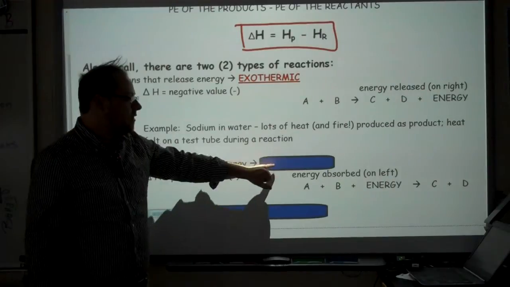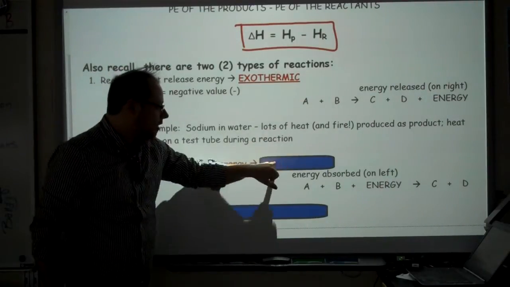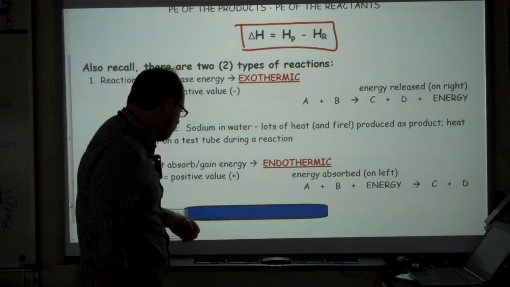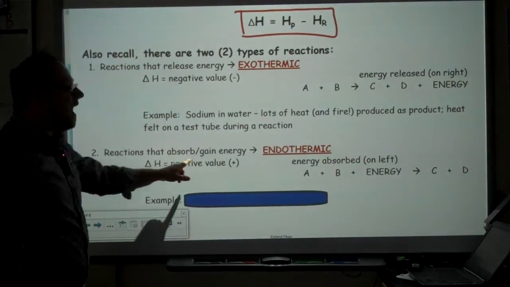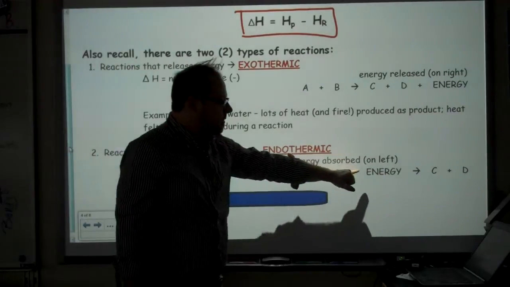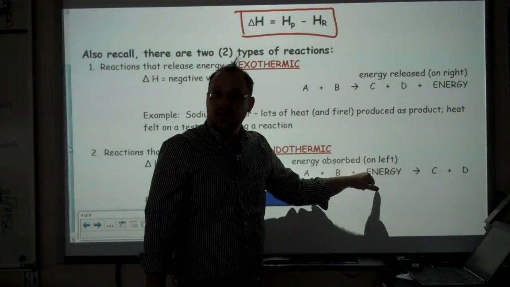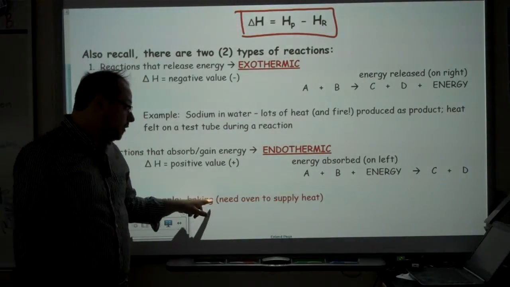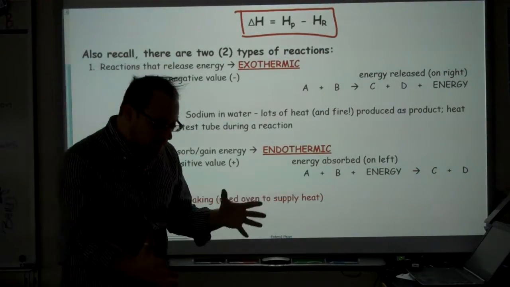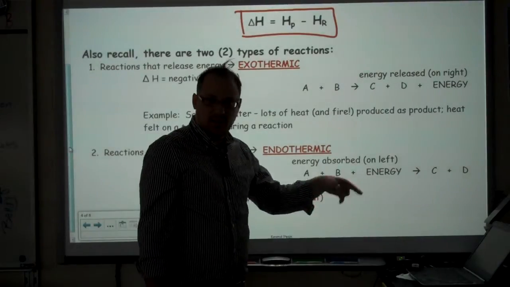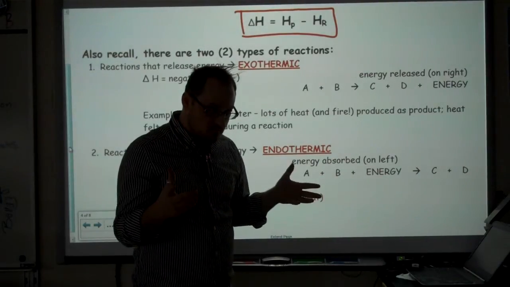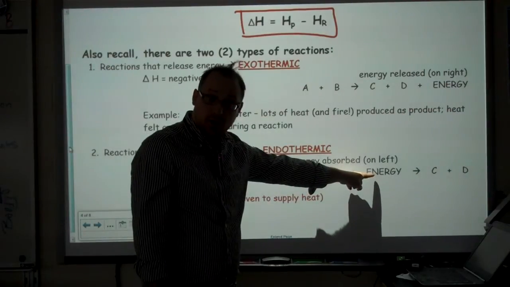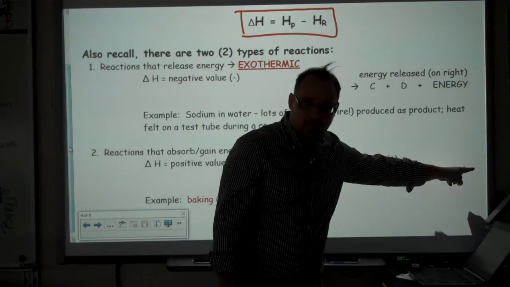Reactions that absorb or gain energy are called endothermic reactions. The heat enters the system. Delta H in this case is a positive value, and energy is going to be on the reactant side of the equation, on the left. Now, an example of this would be baking. You need the oven to supply the heat. If you mix all your ingredients, A plus B plus C plus D, and all that stuff you put in the pan, you have to add heat, the other ingredient, to make your cake happen.